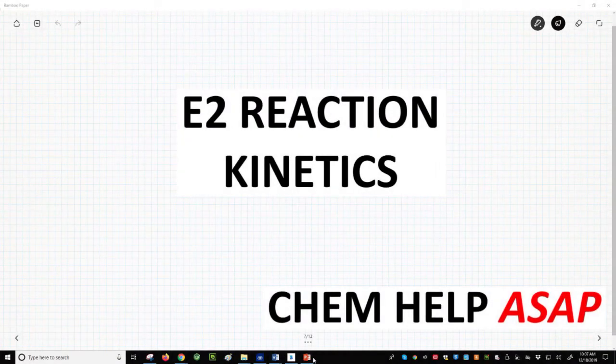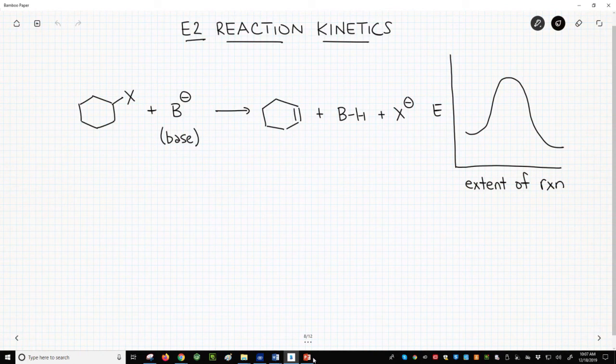Let's see how kinetics are relevant to the E2 reaction. On the left at the top of the screen, we have a model of an E2 reaction. The reaction coordinate diagram is in the upper right. What do we know about the E2?